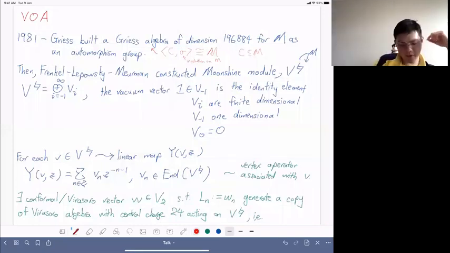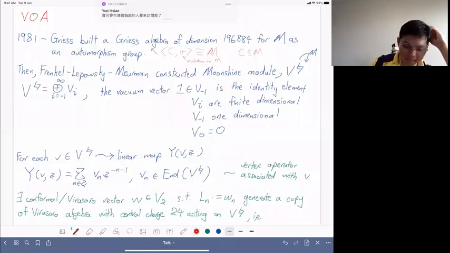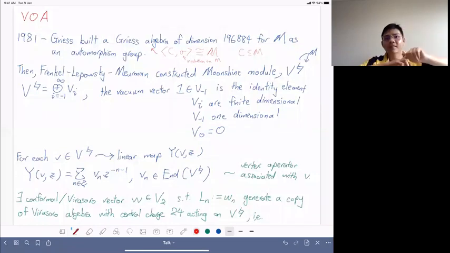Yeah, the way they build this Griess algebra, they also break it into several parts. It's quite interesting how they found this monster group.